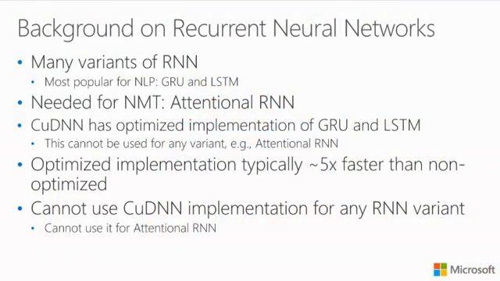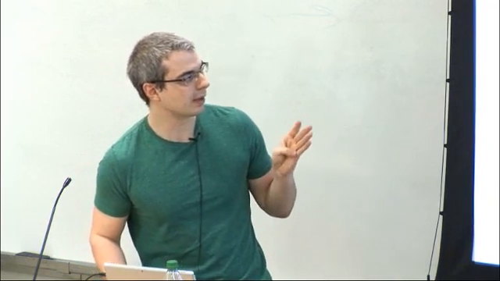So, background on recurrent neural networks. There are two popular variants, the gated recurrent unit and the LSTM. You also need the attentional version of one of these for MT and other tasks. cuDNN already has an optimized implementation of these, as do other toolkits. Usually cuDNN is going to be the fastest one right now. It's basically as fast as it can be on the GPUs.